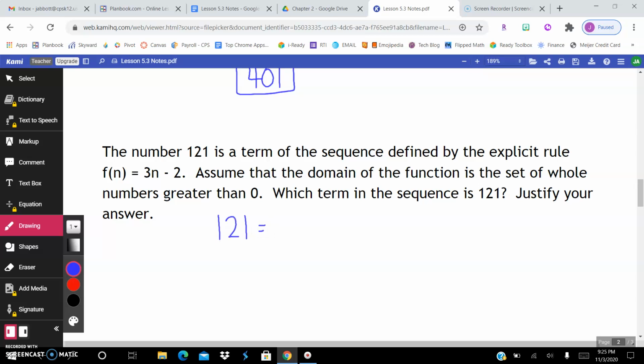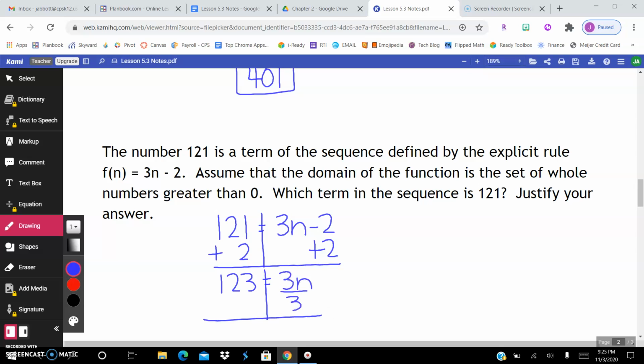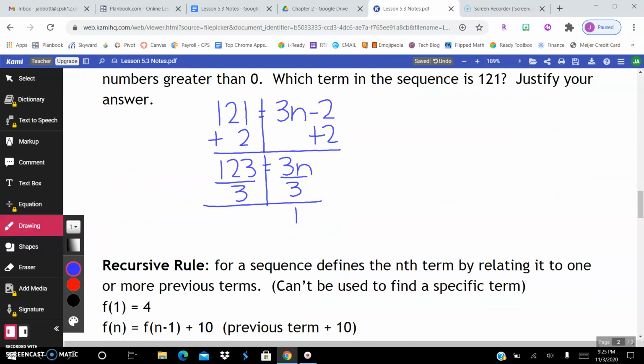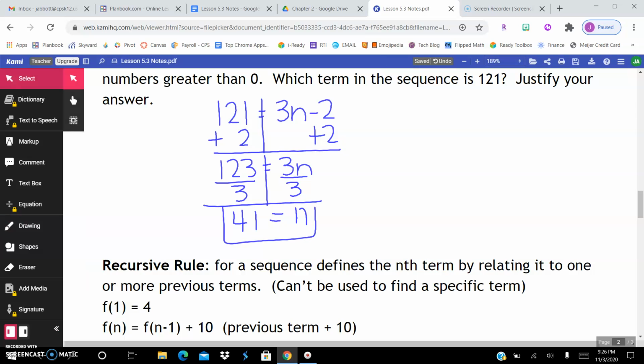The answer was 121 and they did 3n minus 2. So we have to solve for n. So we're going to add 2 to both sides. So we have 123 equals 3n. And then we'll have to divide both sides by 3. And we'll have n equals 41. So the 41st term, the answer is 121.